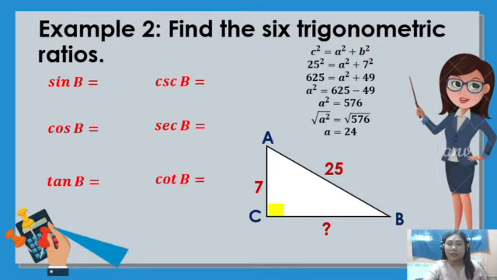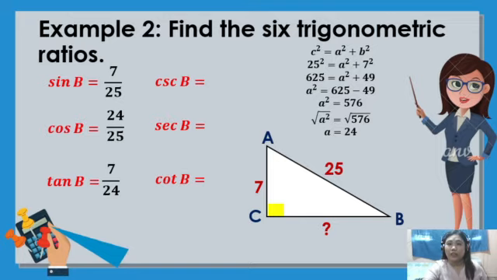So, sine B, that is opposite over hypotenuse. So, we have here 7 over 25. Cosine B, that is adjacent side over hypotenuse. So, adjacent is 24 and the hypotenuse is 25. So, we have here 24 over 25. Tangent B, that is opposite side over adjacent side. So, we have 7 over 24.